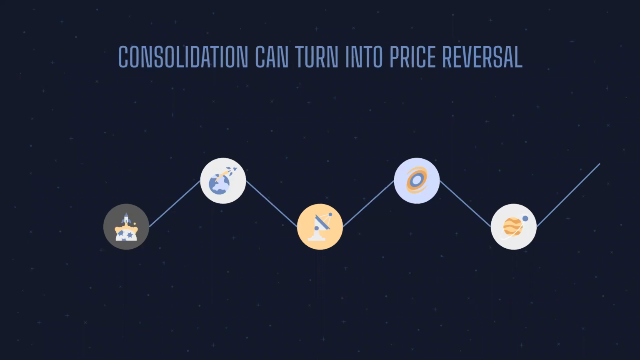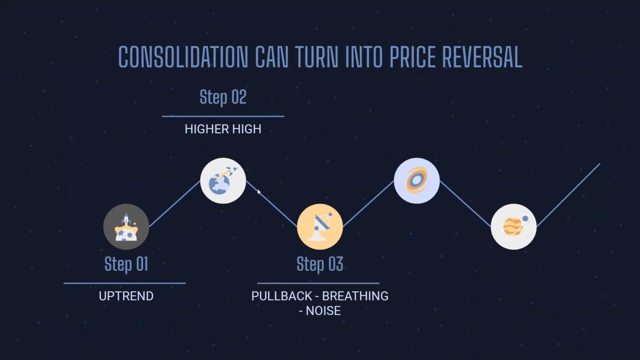Let's look at what we're talking about here. Let's take this as the graph. It's going up and down, as you guys can see. So step one is an uptrend. What we're talking about is it's going up right here, right? It gets up to this spot, and then this is the higher high, right? Now it goes back down. Step three, this is called a pullback, or breathing, or we call it noise.